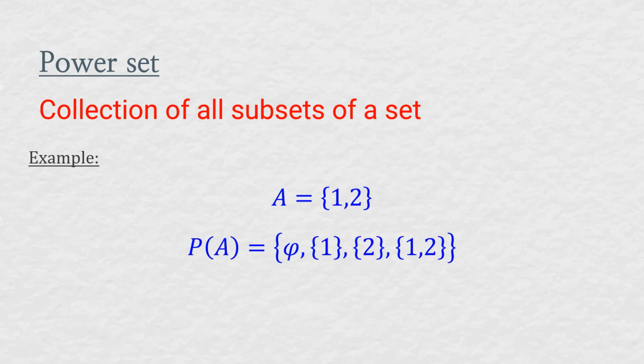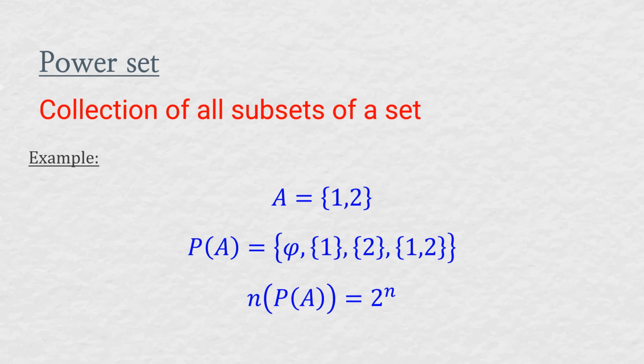Now the next question arises: how many elements are there in a power set? The number of elements in a power set is equal to 2 to the power of the number of elements in the main set.